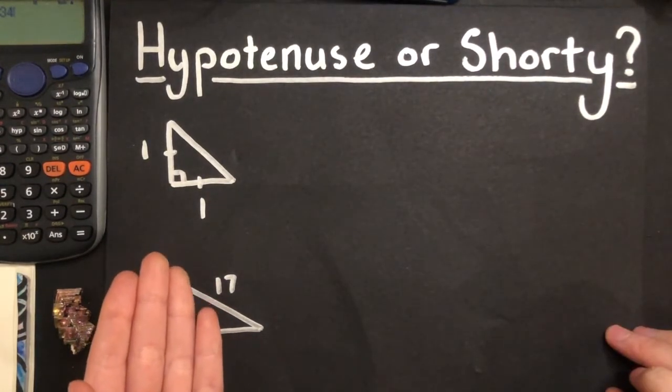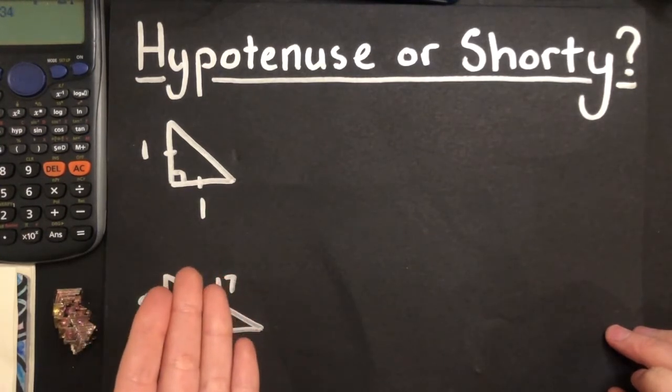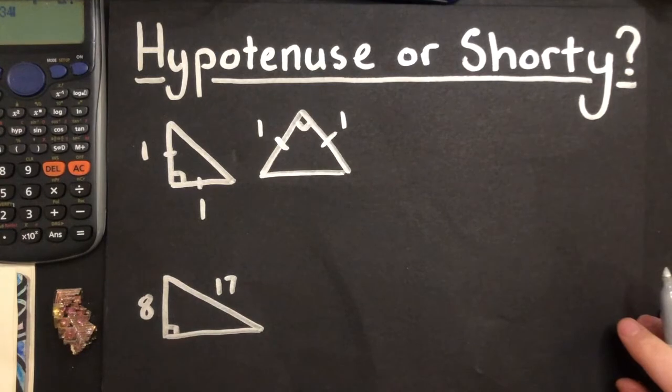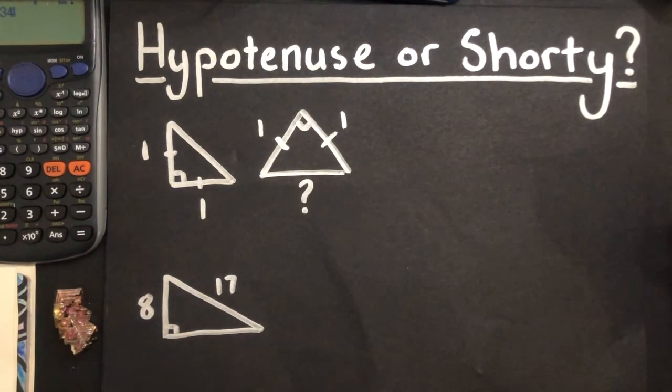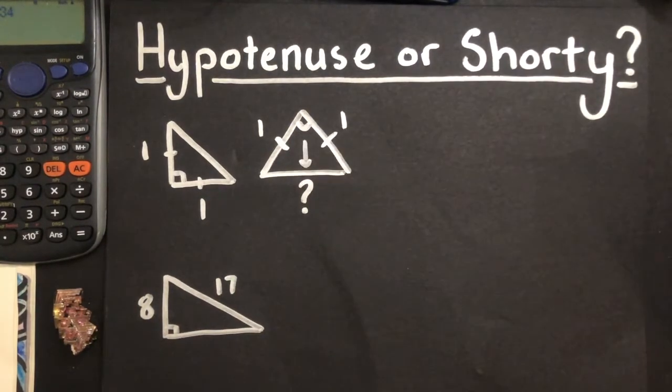Sometimes the triangles can be shown rotated and it makes it more difficult to figure out if it's the hypotenuse or shorty that you're looking for. Here's the same triangle turned round. We're trying to find this side. Is it the hypotenuse or is it a shorty? This one is in fact a hypotenuse, and the reason I know is because it does not touch the right angle. The hypotenuse will always be across from the right angle. It will never touch the right angle.